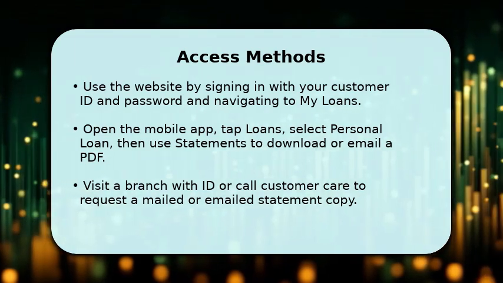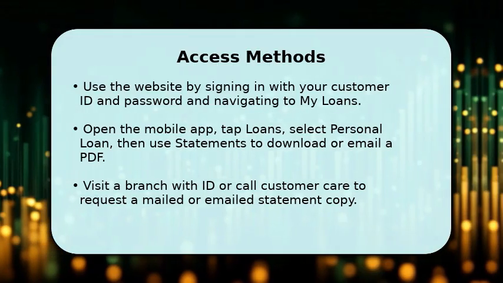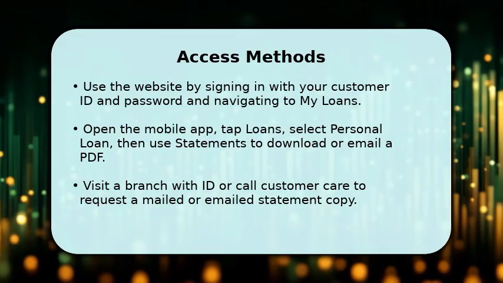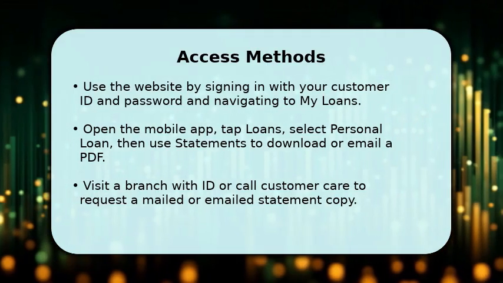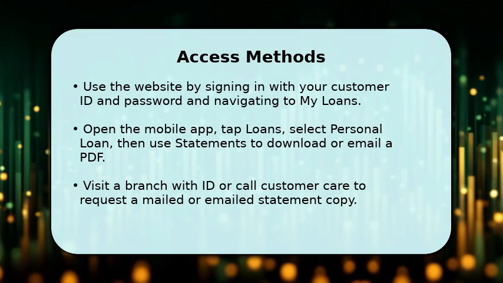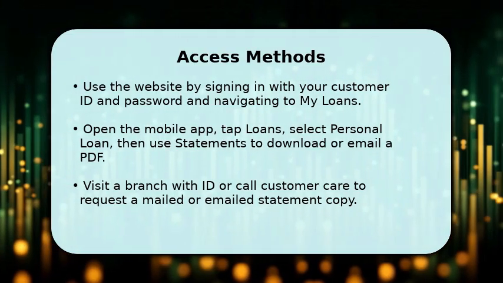Sign in with your customer ID, go to Loans, and choose Statements to download a PDF or send it to your email. If you need a physical copy or cannot access online options, visit a branch with ID or contact customer care to request a mailed statement or to resolve access problems promptly.